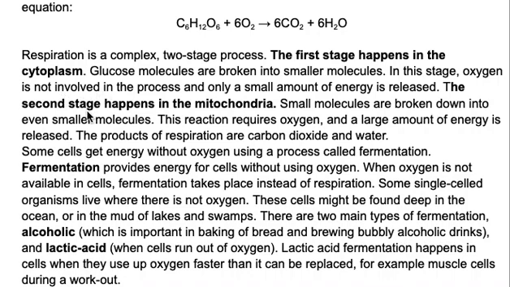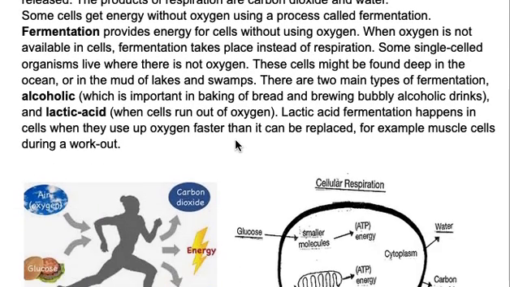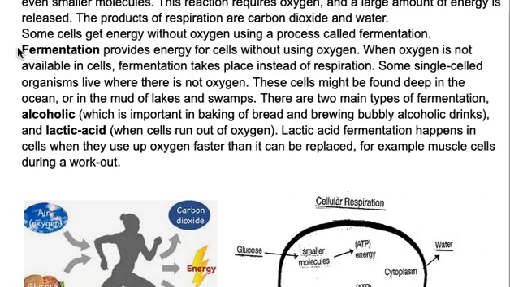The second stage happens in the mitochondria. Small molecules are broken down into even smaller molecules. This reaction requires oxygen and a large amount of energy is released. The products of respiration are carbon dioxide and water. That means the products of respiration, like the waste, what comes from respiration, are carbon dioxide and water.